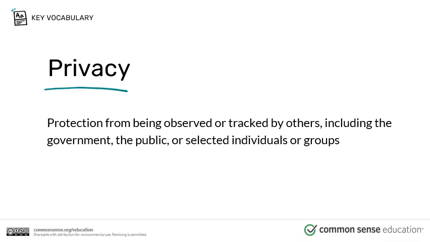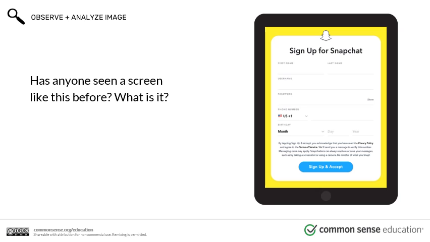So first, let's make sure we understand what privacy is. It is protection from being observed or tracked by others, including the government, the public, or selected individuals or groups. And you have the right to privacy, even online. However, if you do not choose to protect that right, your information will be tracked. So let's think. Has anybody seen a sign-up screen like this? Most of us have.